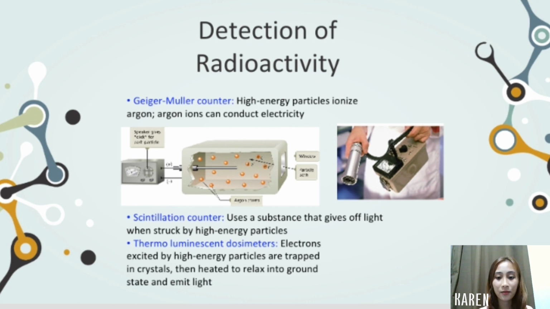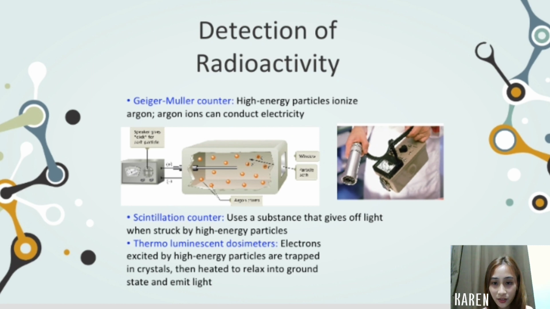Third is the thermoluminescent dosimeters. Electrons excited by high-energy particles are trapped in crystals, then heated to relax into the ground state and emit light. On the right side shows the thermoluminescent dosimeters. Second is the half-life. It is the time required for half of the original sample of nuclei to decay.